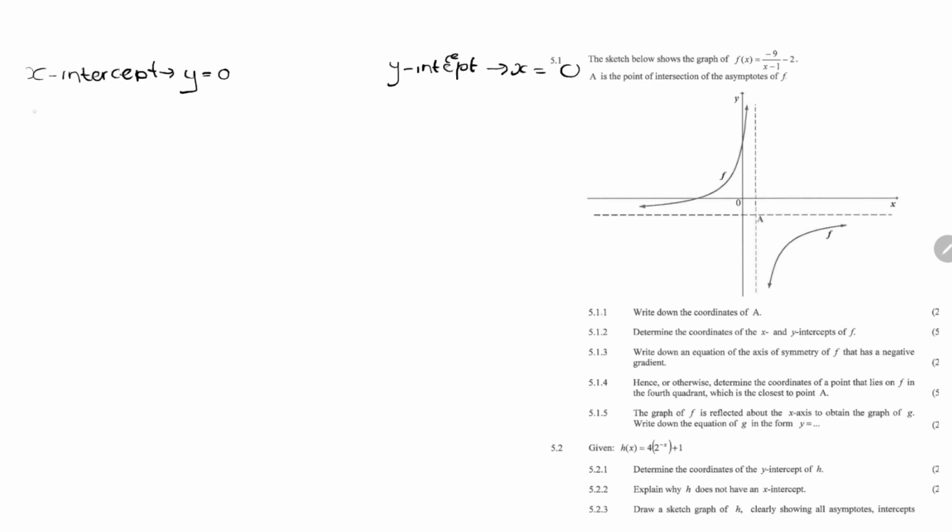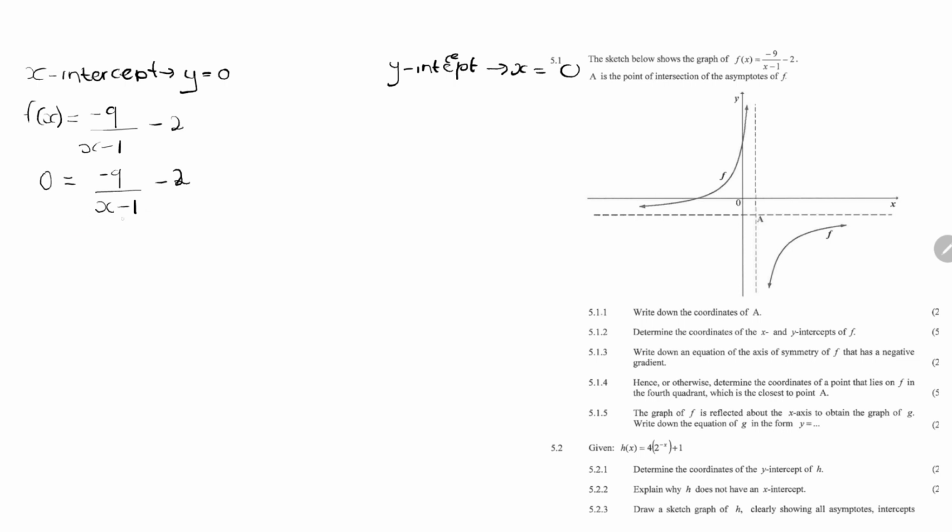So we have graph f, which is f of x equal to -9 over x minus 1 minus 2. So here, what we will do is make y equal to 0. But we don't have y here. We have f of x, which is the same as y. So we will make this f of x equal to 0 and equal to -9 over x minus 1 minus 2.